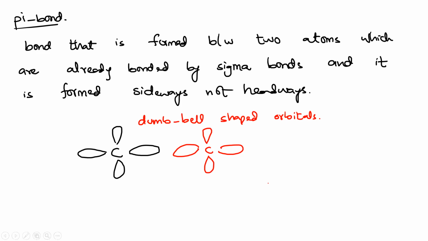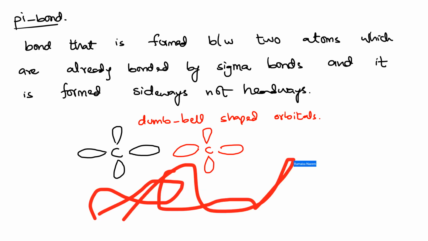But then there's this headways as well, right? What does that mean? Like when you said something like this. I'm not, this is a p orbital. This is not a bond.